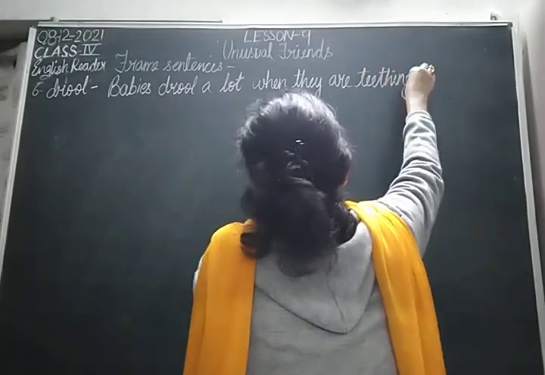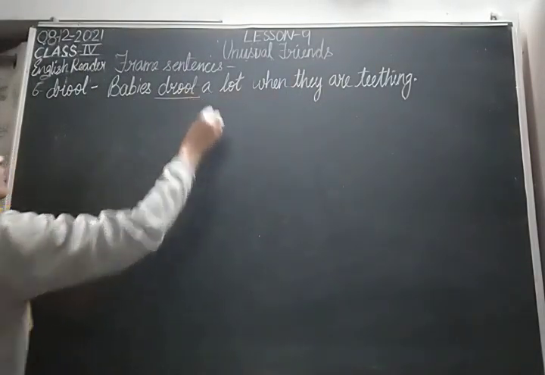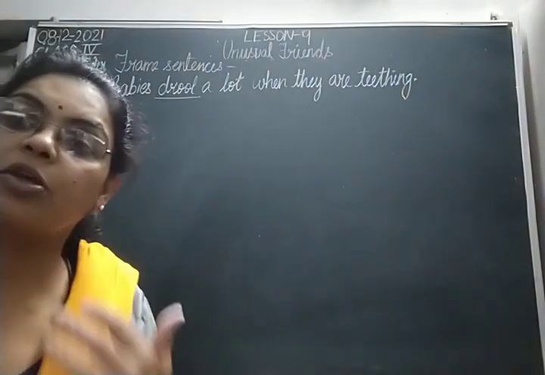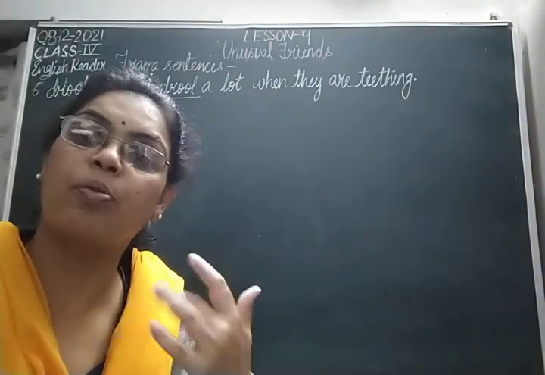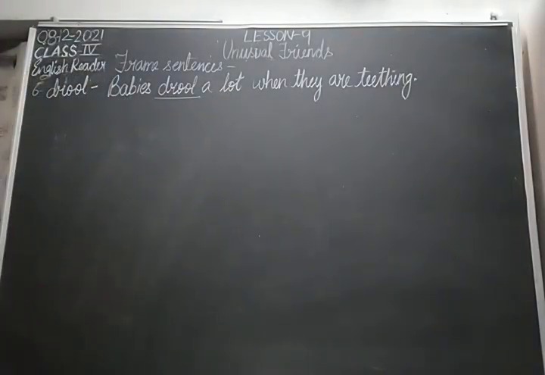Now, what does this mean? कि जो छोटे बेबीज होते हैं उनके मुंह में बहुत पानी आता है जब उनके दांत आते रहते हैं. आप देखते हो ना, उनकी जो सलाइवा है वो मुंह से बाहर हमेशा निकलता रहता है. So that is drool. Babies drool a lot when they are teething.